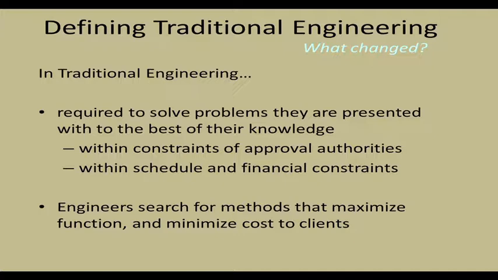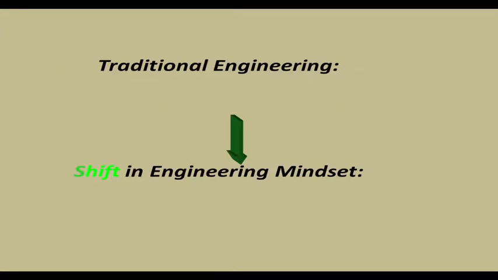In traditional engineering, we are trying to solve problems that are presented to us to the best of our knowledge, with the constraint of approved authorities, and with schedule and financial constraints. So we try to search for methods that maximize function and minimize cost, because that's what mostly we do. We try to maximize the function and minimize the cost to the client. But now we need to start a shift in the engineering mindset.